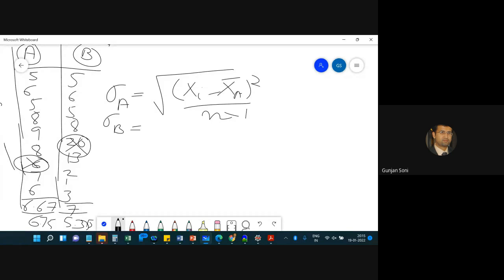How many of you are calculating standard deviation? Please raise your hand. Okay, once you have calculated, write your answer in the chat box.